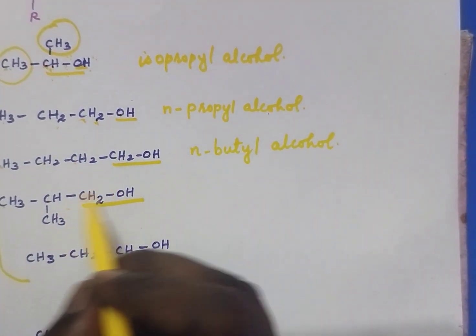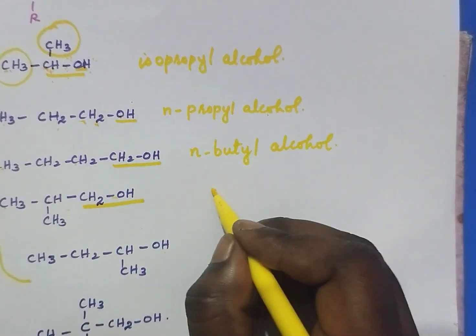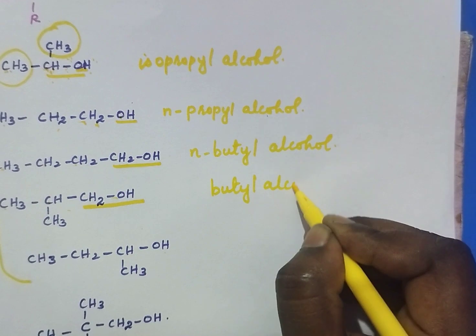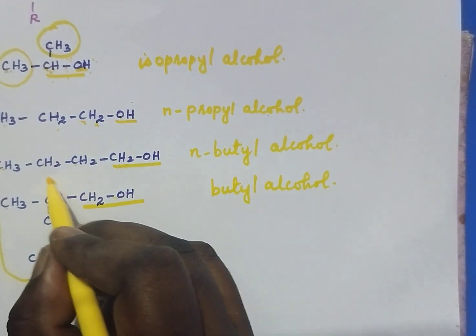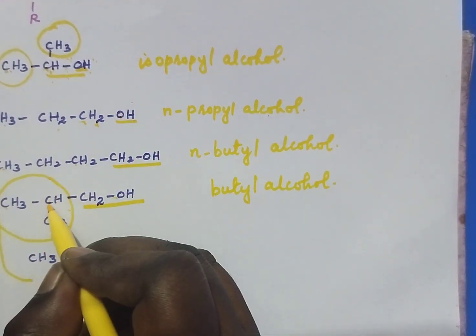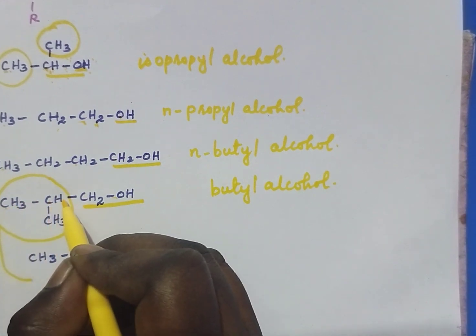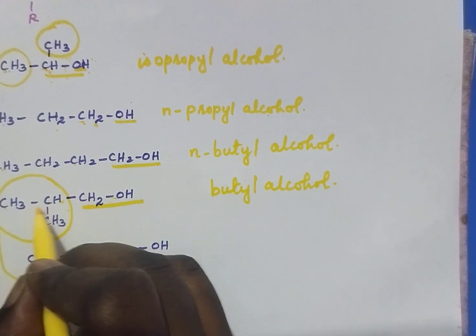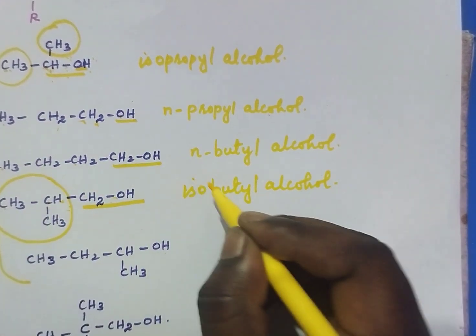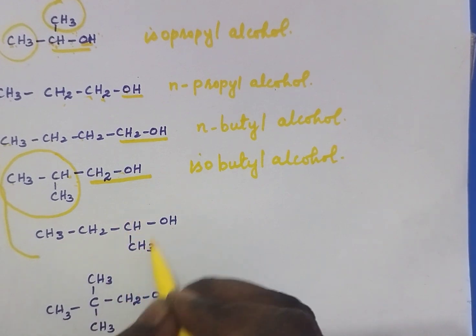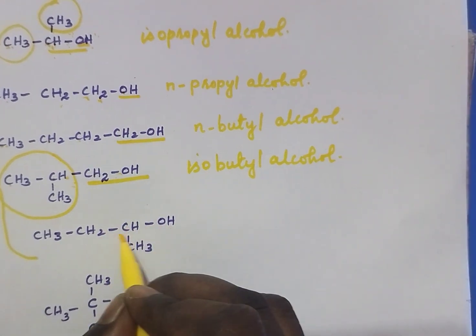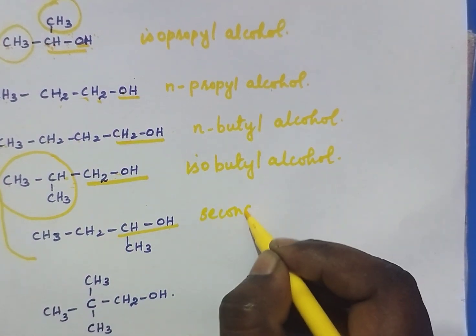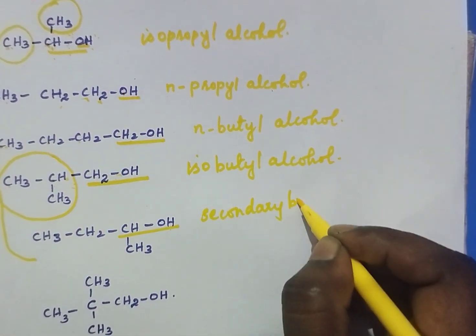But in this one, the number of carbons is 4, so butyl, and there is also an alcohol group. But like isopropyl, the same groups are attached to the carbon, so the iso compound is there in the butyl group. So this is known as isobutyl alcohol. But in this there is a secondary hydroxy group, so this is secondary butyl alcohol.